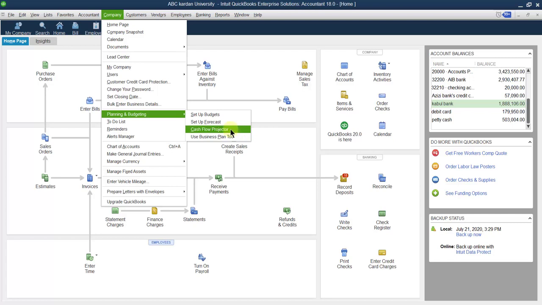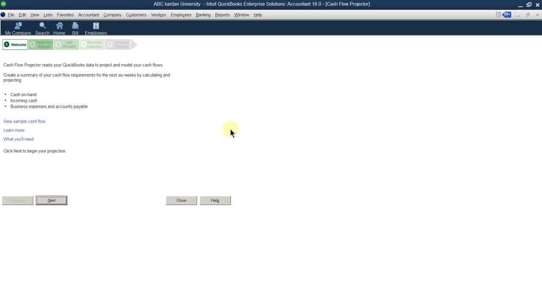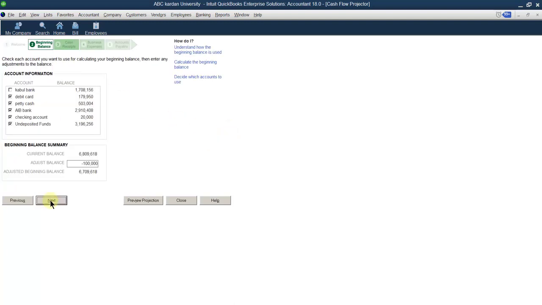So in order to check that, first of all, let us go for this itself. Click on this. Point number one, it says welcome. Okay, thank you. Then click next. When you click next, there are basically four steps: beginning balance, cash receipts, business expenses, and accounts payable. Definitely, while making the cash flow, we have these four items.